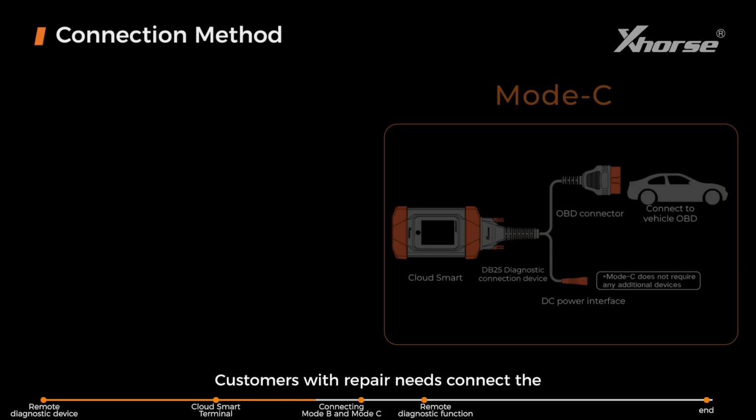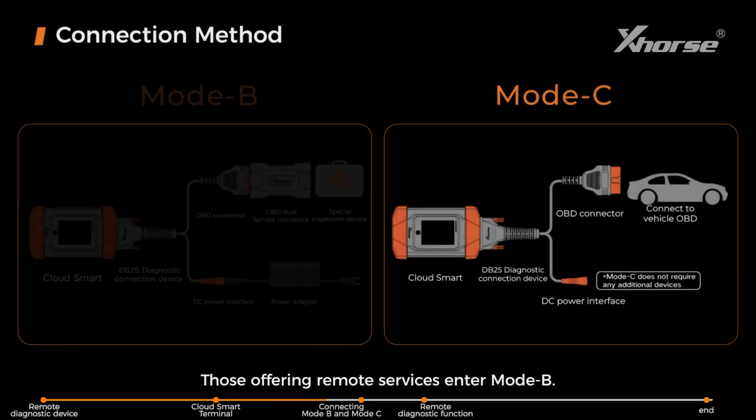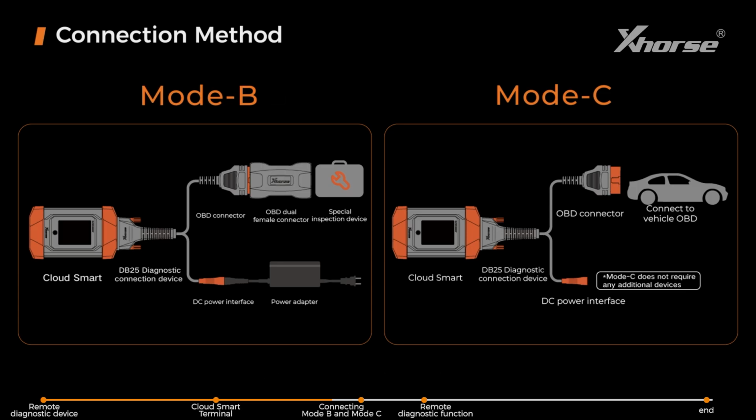Customers with repair needs connect the cloud device to the car and switch to Mode C. Those offering remote services enter Mode B. After entering the Mode C ID, Mode B can perform remote diagnostics, programming, coding, and matching.